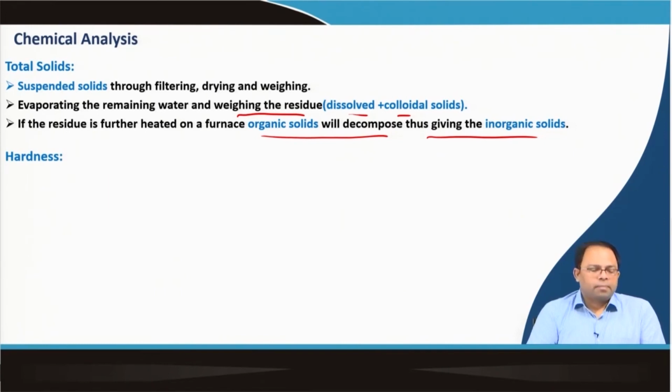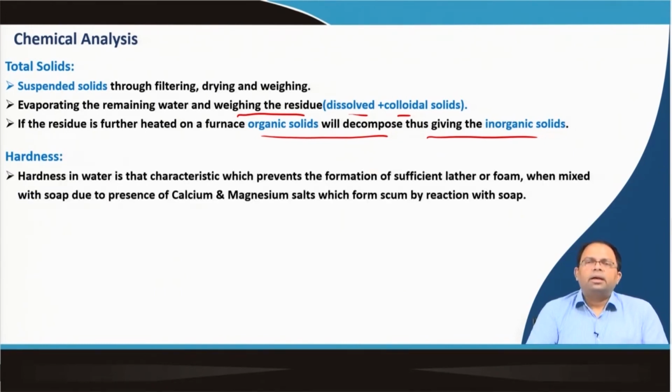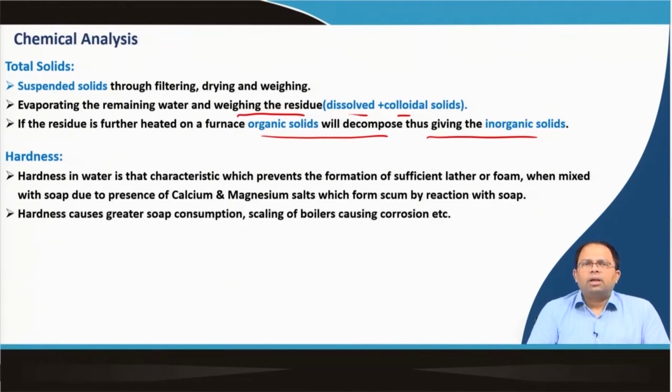Then is hardness. Hardness in water, we have again learned about in 10+2 levels, and you know that hardness is that characteristic of water which prevents formation of lather or foam when mixed with soap, and this is because of the presence of calcium and magnesium salts, which react with soap, and that is why the soaps are not that effective. So hardness of water also causes greater soap consumption, but at the same time it also causes scaling of boilers and causes corrosion as well.